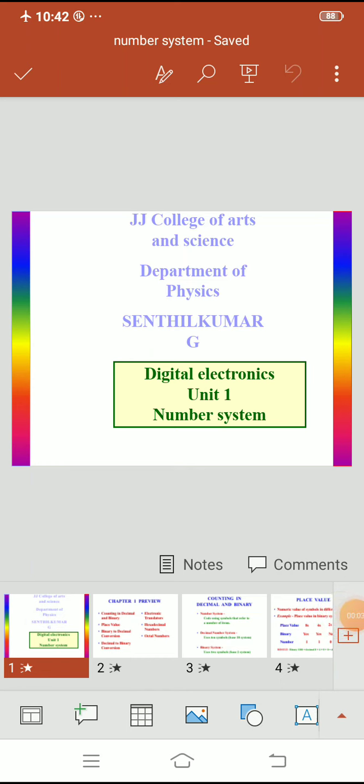I am Sandil Kumar, JJ College of Arts and Science, Department of Physics. Now I handle digital electronics, Unit 1, number system and logical gates.